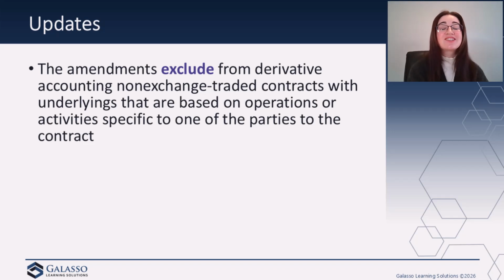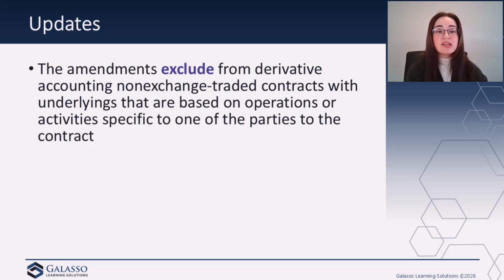So the amendments exclude from derivative accounting certain non-exchange traded contracts that have underlyings based on operations or activities specific to one of the parties of the contract. So once again, examples of these types of underlyings include things like EBITDA, net income, expenses, or total equity of one of the parties. The reason why the FASB decided to exclude this is that these measures are tied to the performance of a specific entity rather than a broad market variable, right? So that's kind of a different category there.